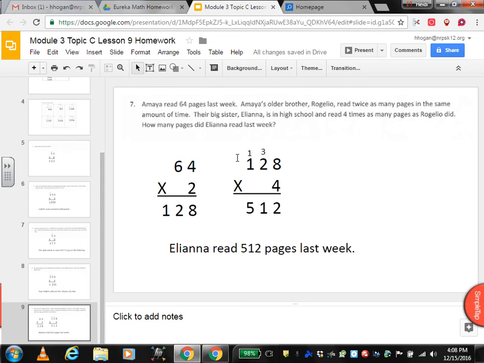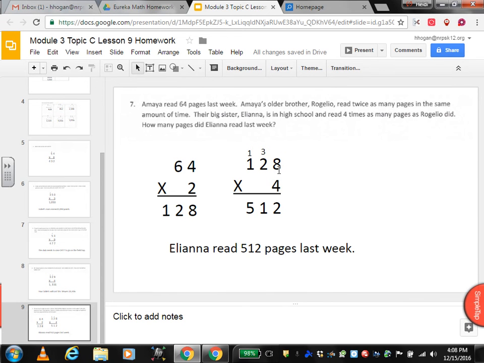Well, their big sister Eliana is in high school and read 4 times as many pages as Rogelio. I'm sure I'm not saying that right. So it's whatever Rogelio read times 4.